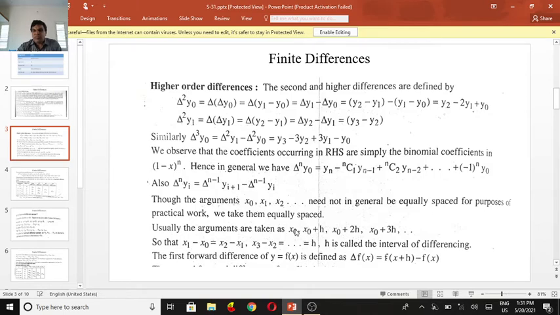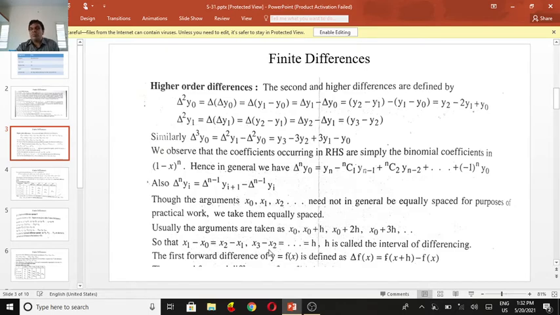So first y0 we take the first argument x0, y1 we take x0 plus h, y2 we take x0 plus 2h, y3 we take x0 plus 3h, like that. So the arguments are taken as x0, x0 plus h, x0 plus 2h, x0 plus 3h, etc., so that the differences x1 minus x0, x2 minus x1, x3 minus x2, etc. are h, the equal difference.